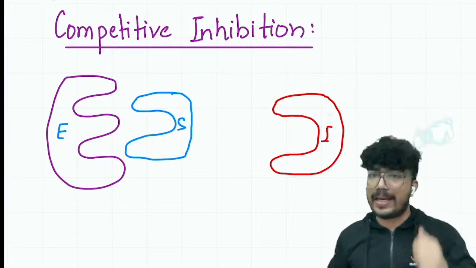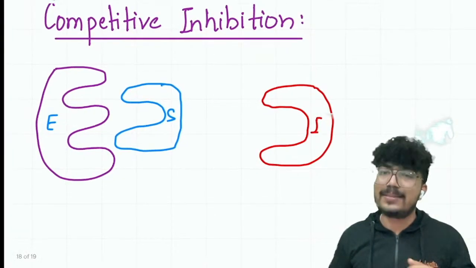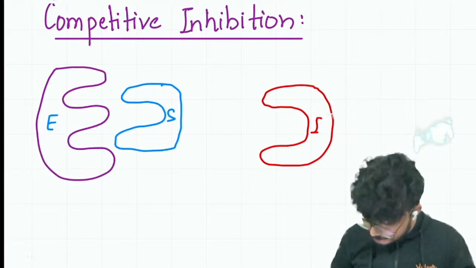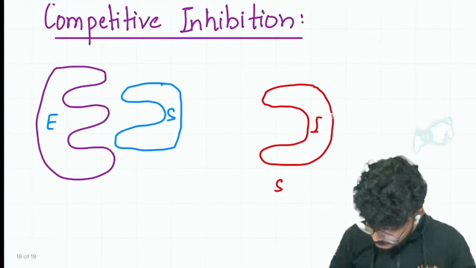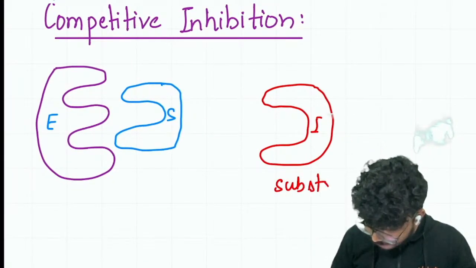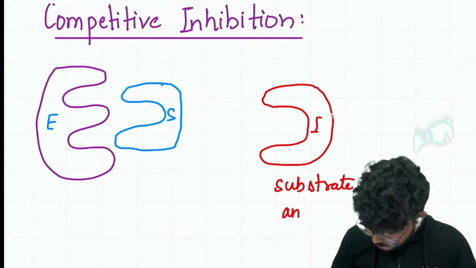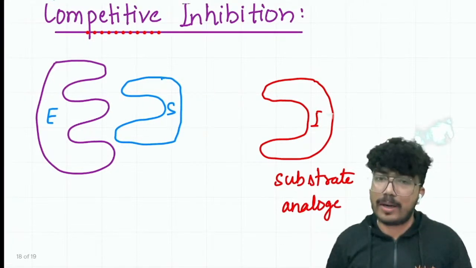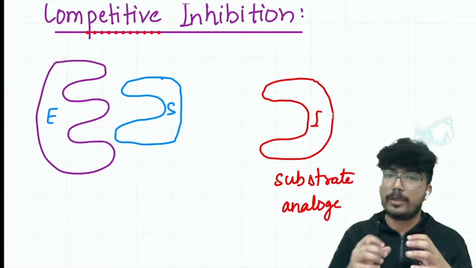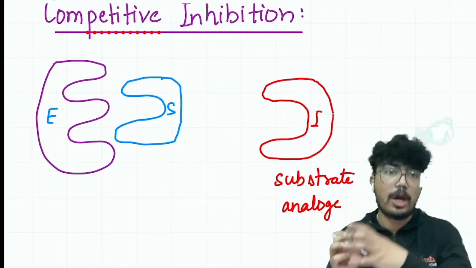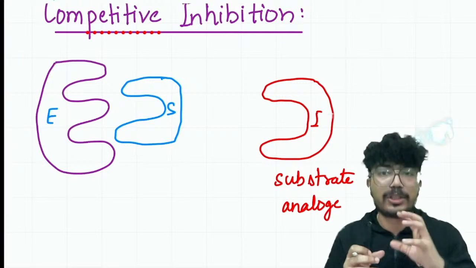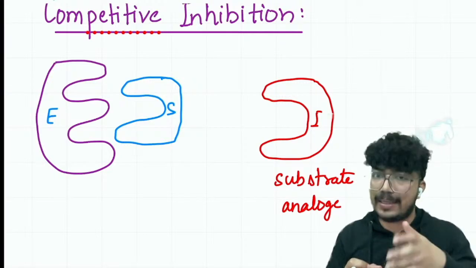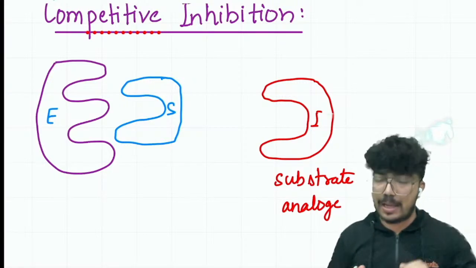Okay, so the inhibitor is also called a substrate analog, since it shares similarity with the structure of the substrate. Correct? It can also be called a substrate analog. It is going to compete with the substrate to bind to the enzyme. Why? Because it shows similarity in its structure with the substrate, correct?